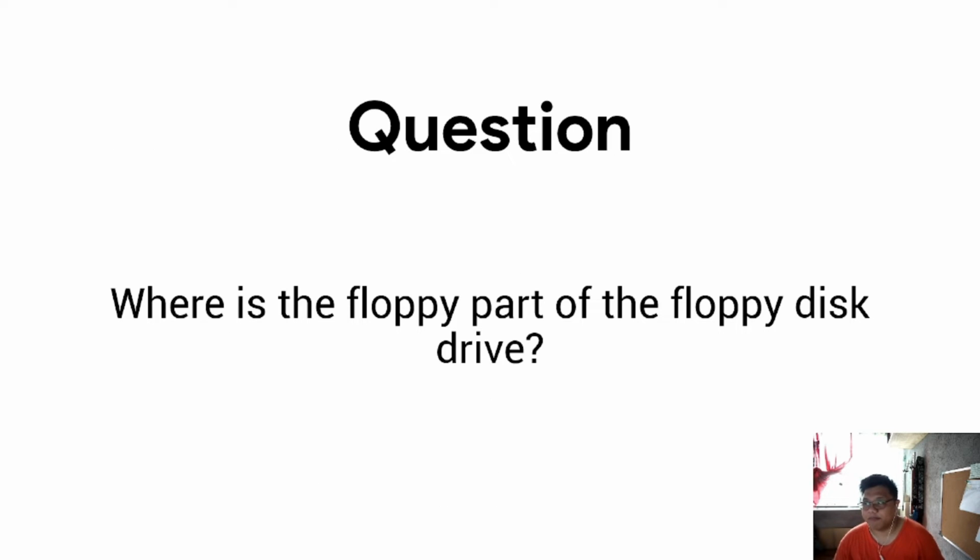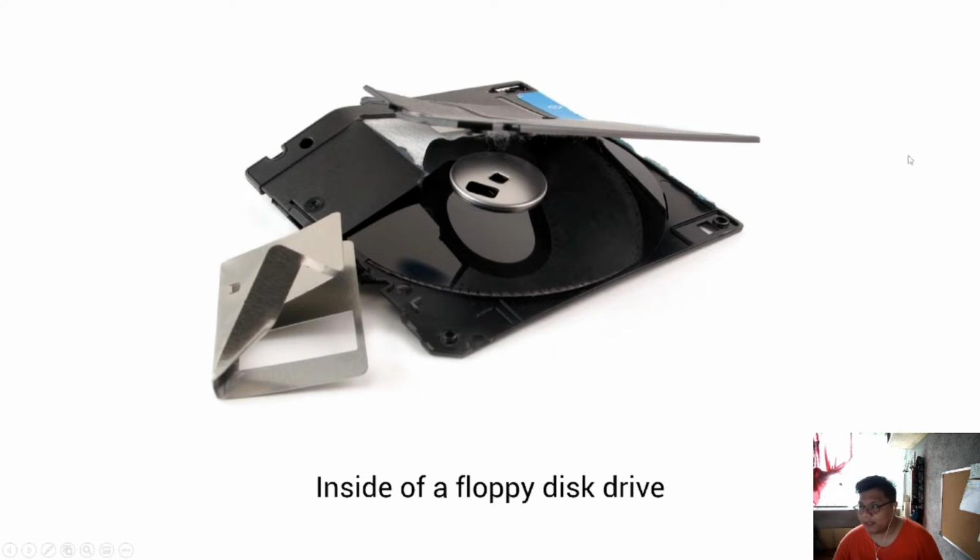So where is the floppy part of the floppy disk drive? This one. Inside of a floppy disk, this is what I'm referring to when you destroy the diskette. This disk-like part is what we call the floppy disk. When you insert it inside a floppy drive, it will turn on and start rotating.